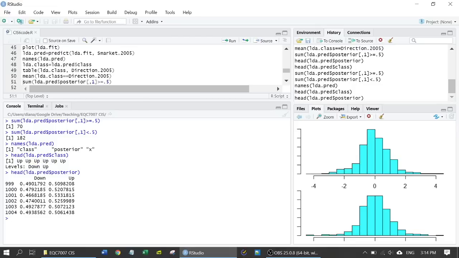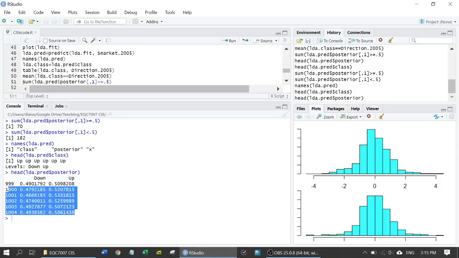So the first 6 observations are this one. The observation number 999, you need to remember that this is the observation in 2005. So this is the 999th observation out of the original data set. And the probability that it will go down is 0.49, and the probability that it goes up is 0.509. And in the second one, you can see the probability of it going down and going up.